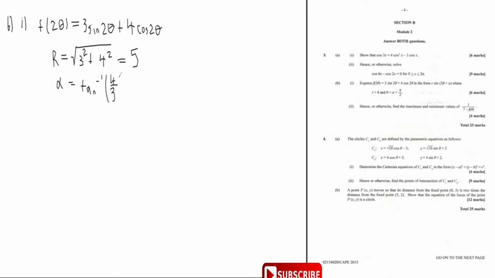Tan inverse of 4 over 3, we can work that out. Tan inverse of 4 over 3 is 0.927.